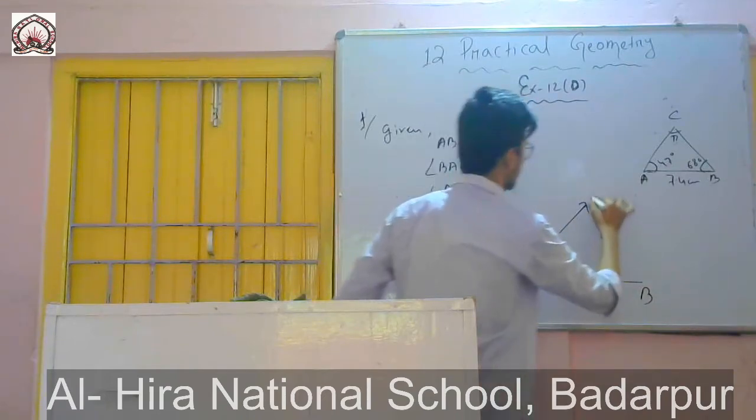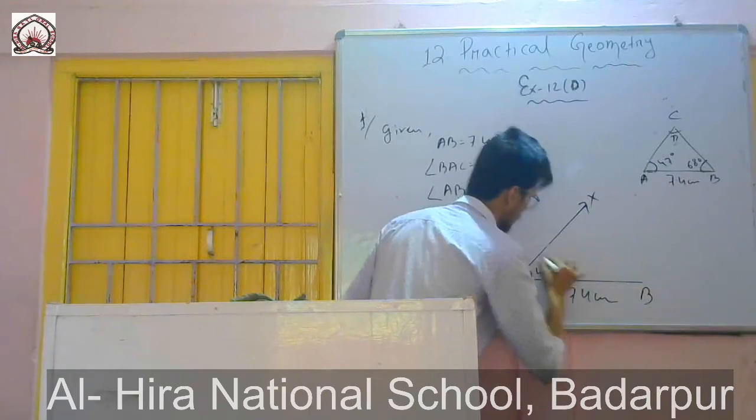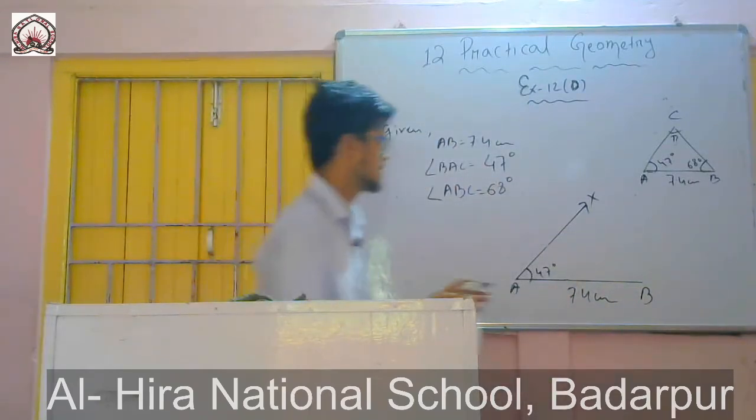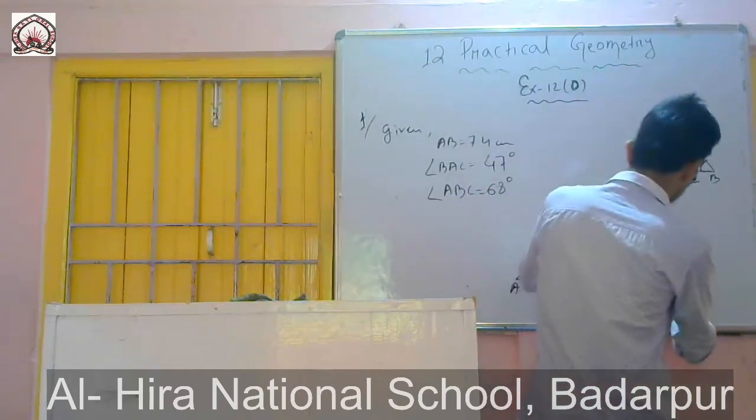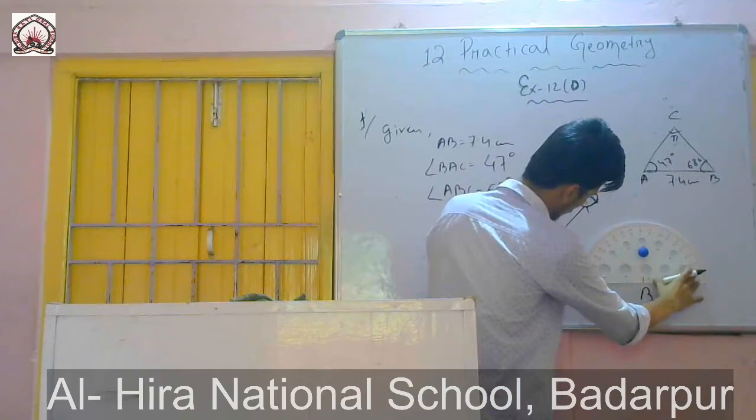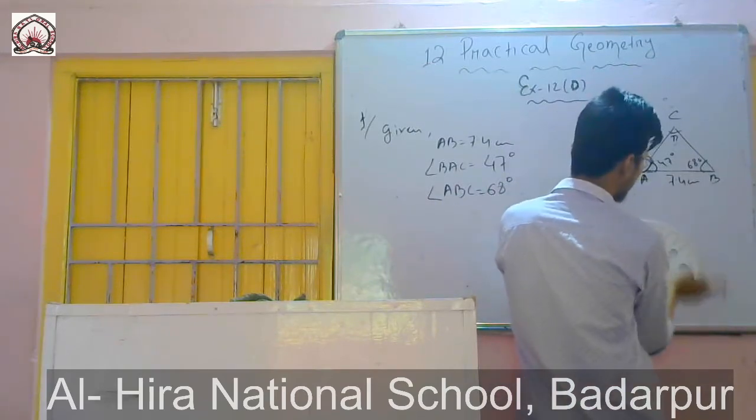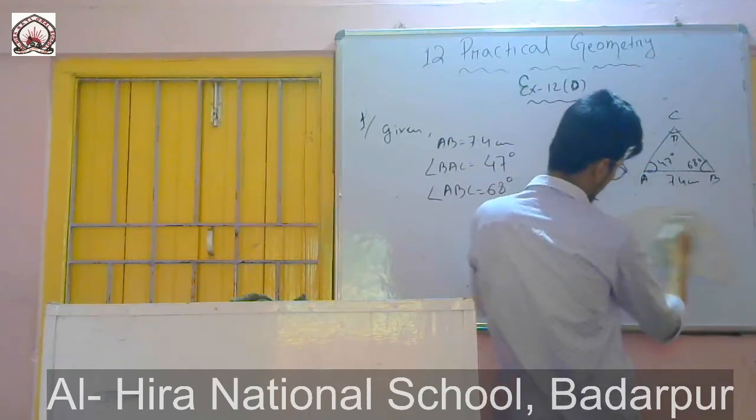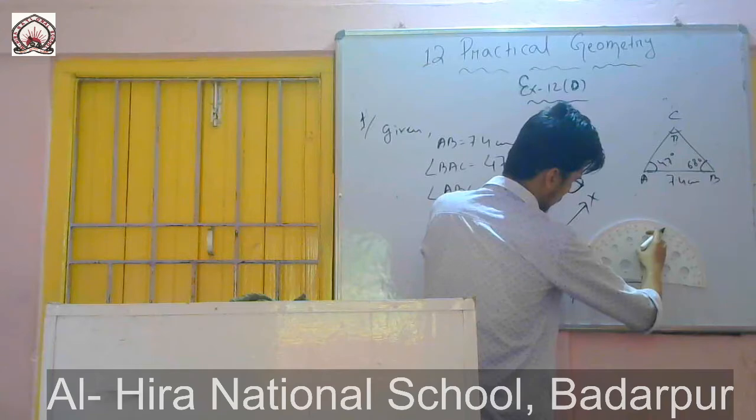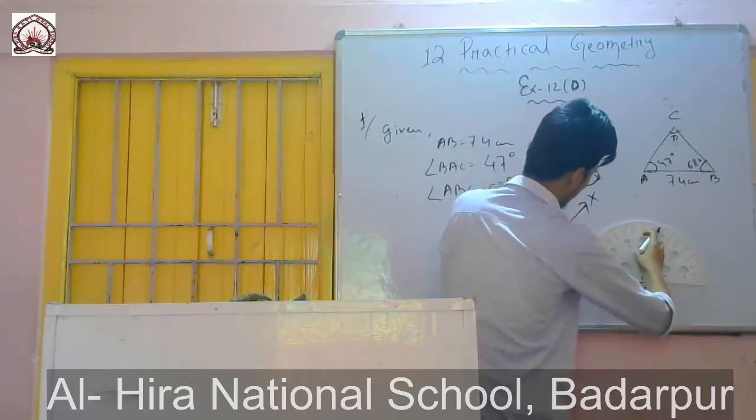You name it as X. So this angle is equal to 47 degree. Then the next one is given as 68 degree. You put the protractor here and from this side you count 0, 1, 2, up to 68 degree. If you count from this side, there will be no line. So you have to put the 0 here, then easily you can find it.